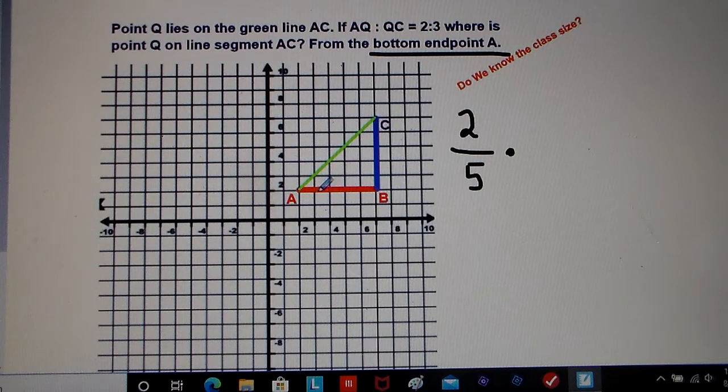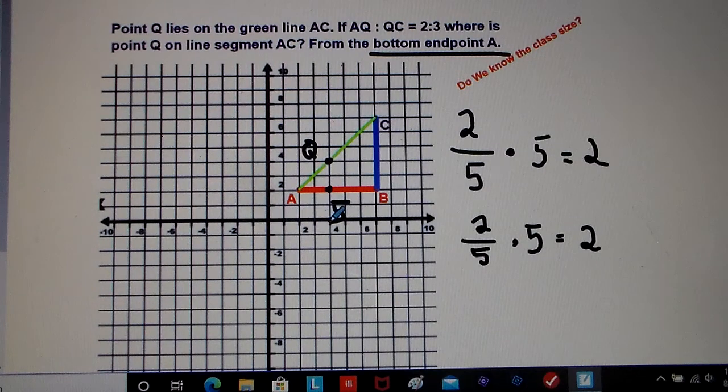So from A to B is 1, 2, 3, 4, 5. Since that's a distance of 5, 2/5 times 5 is 2. So we're going 2 to the right. So 1, 2. Now how far up? Well, we do the same fraction, 2/5. We count how tall this blue line is going up and down. B to C is 1, 2, 3, 4, 5. So 2/5 times 5 gets us also 2. So from here we go up 2. And that's the location of point Q on the green line.